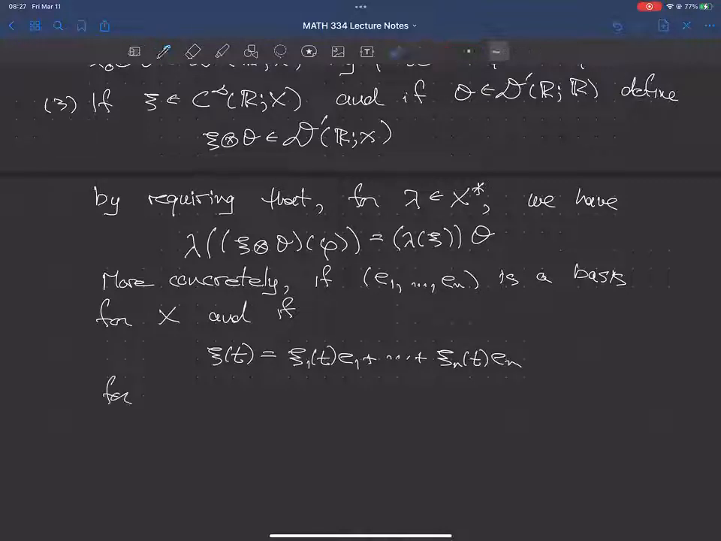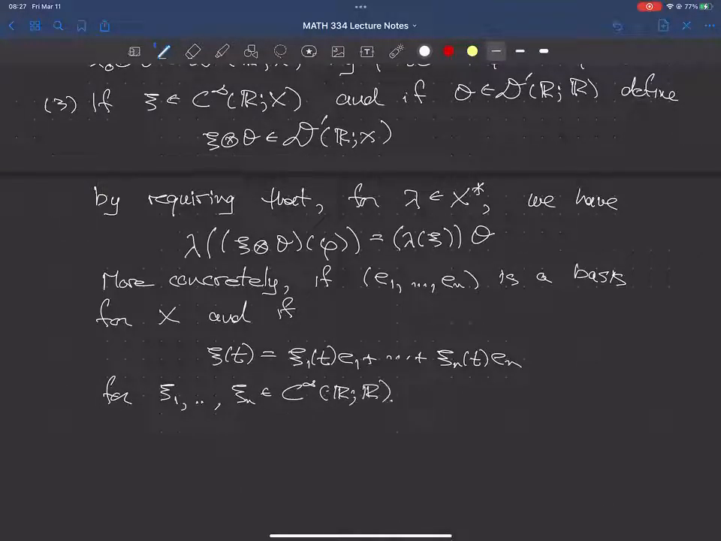right? So this infinitely differentiable vector valued function can be written as a linear combination of the basis vectors times coefficient functions, which are infinitely differentiable. Okay, so c1, ..., cn are in C infinity of R.